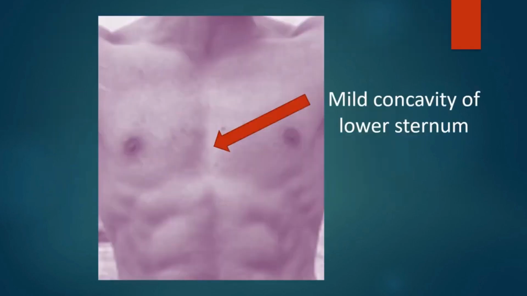Precordial examination starts with inspection, though inspection and palpation are often combined in regular practice. Some of the features to look for are sternal deformities like pectus excavatum, which is a concavity of the sternum and is the commonest congenital malformation of the chest wall, which may be associated with congenital heart diseases like ventricular septal defect.